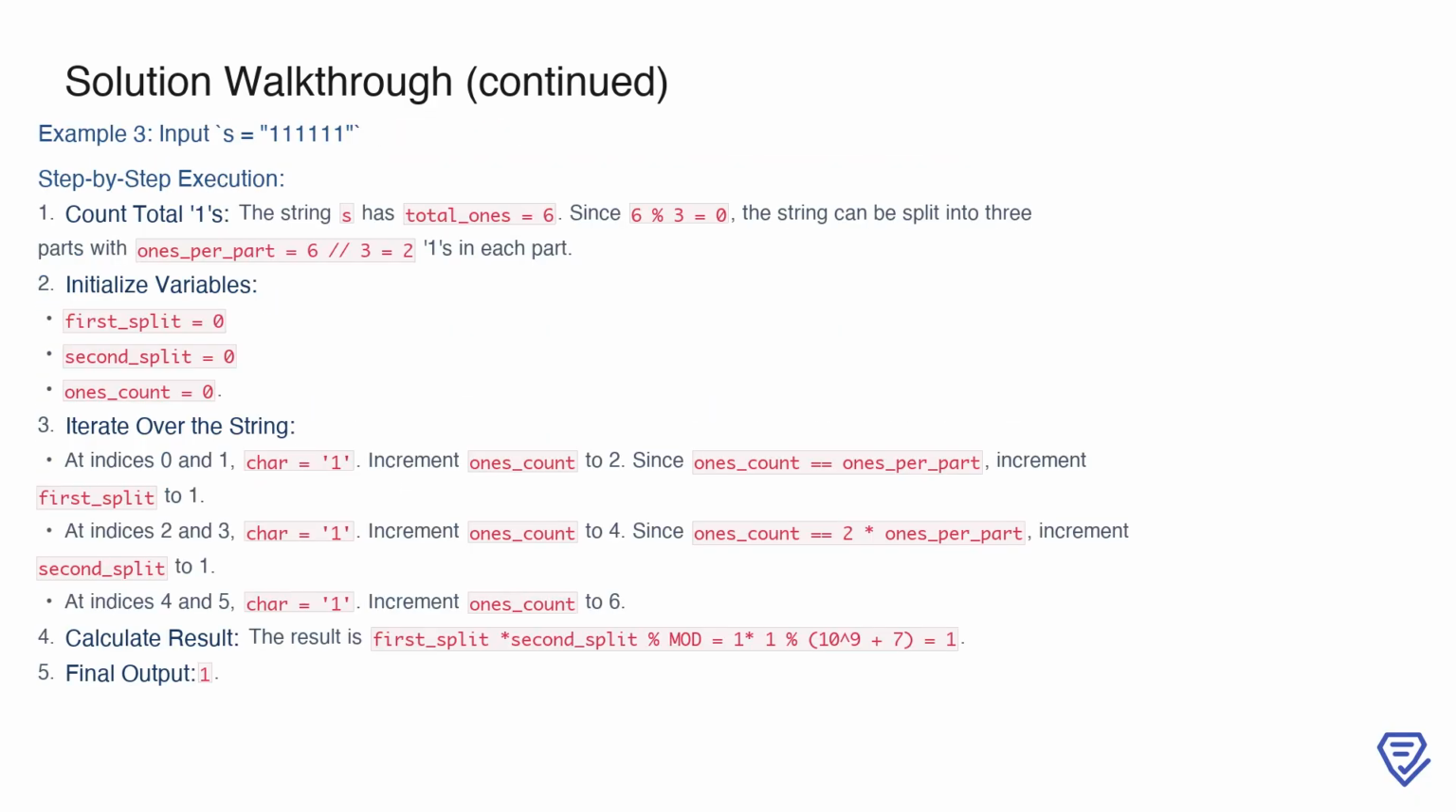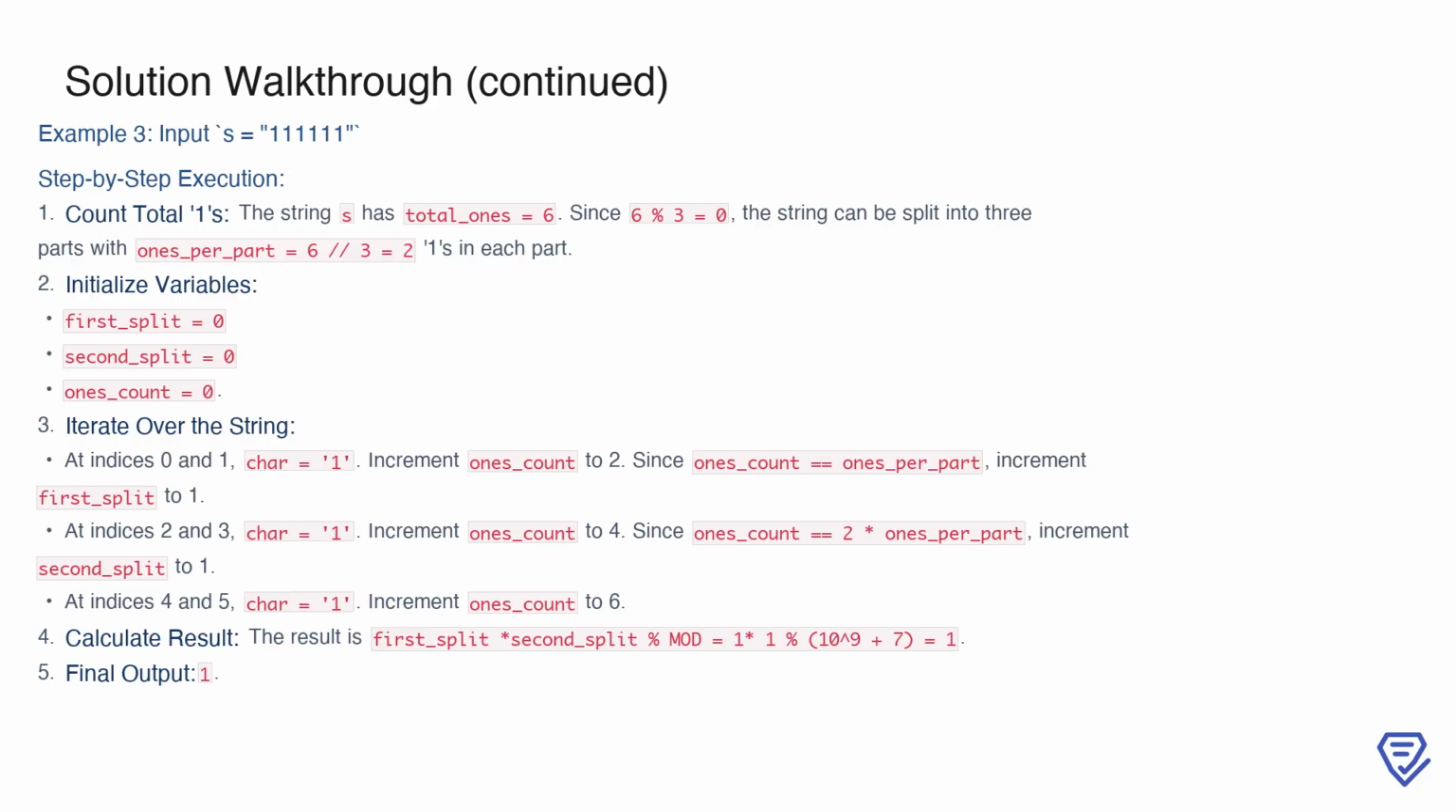Now let's analyze the input string 111111. Here, the total number of ones is 6. Since 6 is divisible by 3, we can split the string into 3 parts, each containing 2 ones. We initialize the same variables, first_split, second_split, and ones_count, all set to 0.